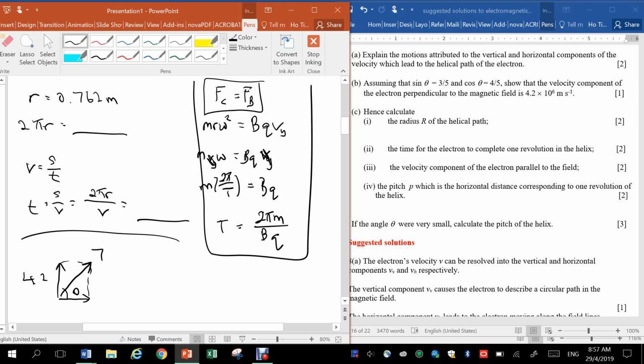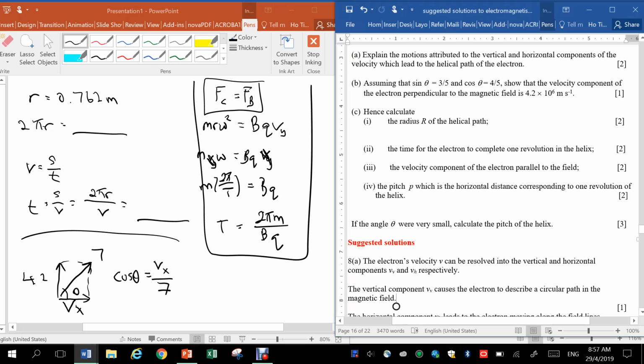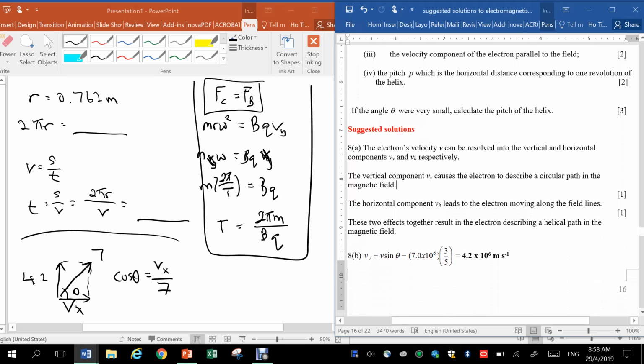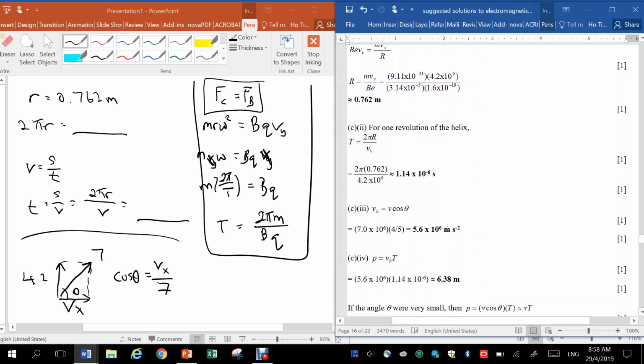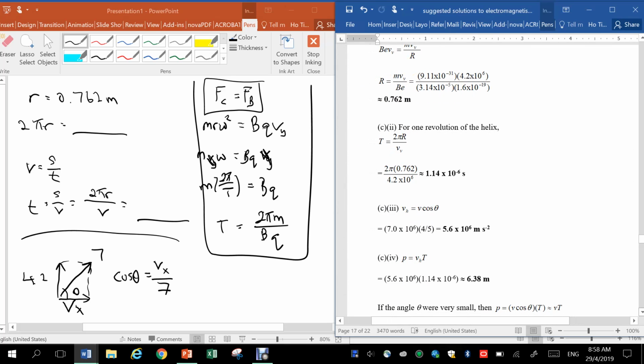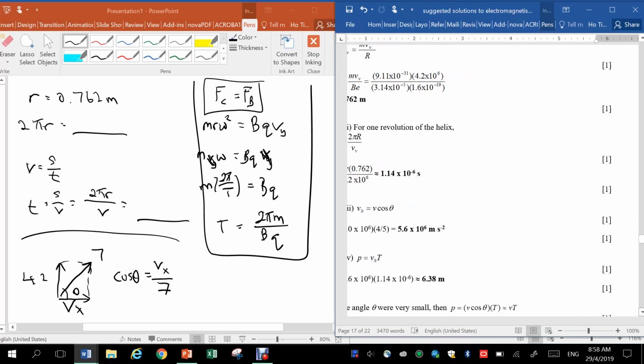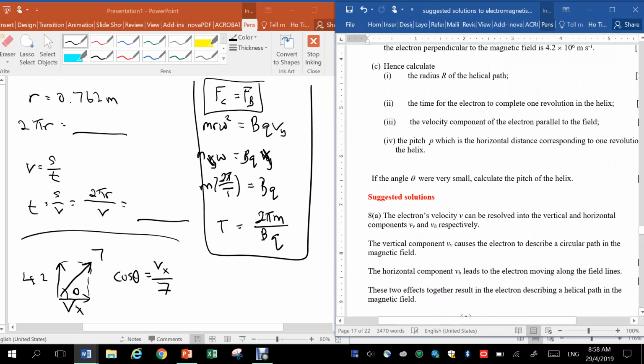So there are many ways to get this. Here's cosine theta goes to Vx over 7. This will be Vx, the horizontal component. We are looking from the side of the spiral, according to the question. And cosine theta we know to be 4 over 5. So we just have 4 over 5 times 7, giving us Vx. So this is a strange 2 marks, way easier to get compared to the previous 2. Here we go. So V horizontal is V cosine theta. Not an issue. Moving on.